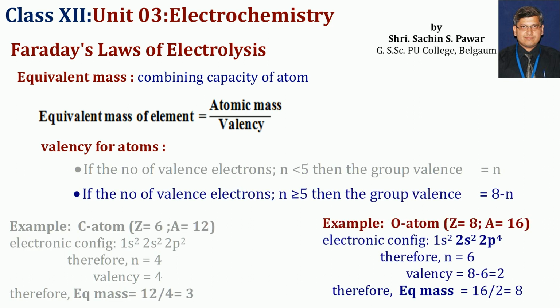Example 2, oxygen atom. Its atomic number Z is equal to 8 and the atomic mass A is equal to 16. And from its atomic number, its electronic configuration is 1s2, 2s2, 2p4, and as it suggests, there are 6 electrons in its valence shell, and therefore the valency is 8 minus 6, that is 2. Therefore, the equivalent mass of oxygen is its atomic mass upon valency, that is 16 divided by 2, that is 8.